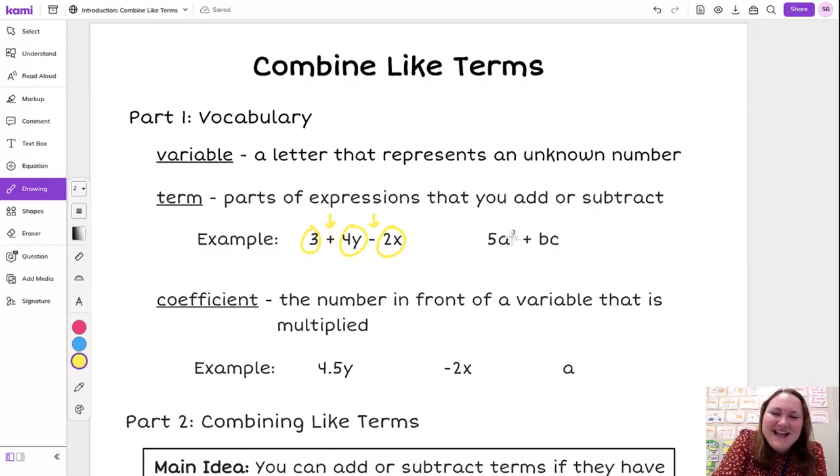So, do a quick check. How many terms are in the expression over here? 5a squared plus bc. Hopefully you said the answer 2. There are two terms, the 5a squared and the bc.